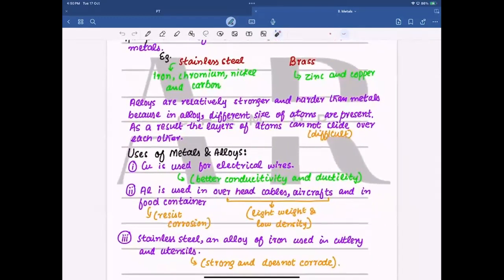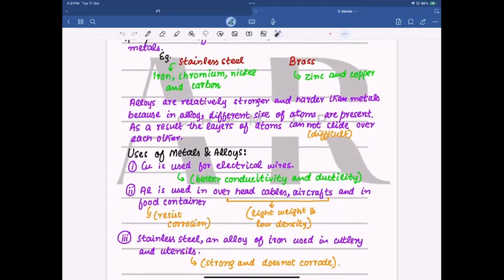Okay. So when we talk about aluminium, aluminium is used in overhead cables. See, copper is used to make electrical wires, but when it comes to overhead cables, because copper is very dense and heavy, we cannot put cables of copper on poles. For that reason, we use aluminium, and aluminium is also used in aircraft, because it is very lightweight and has a low density. Besides this, aluminium is also used in food containers, and you have seen aluminium foil, which is used to wrap food. It is because aluminium resists corrosion.